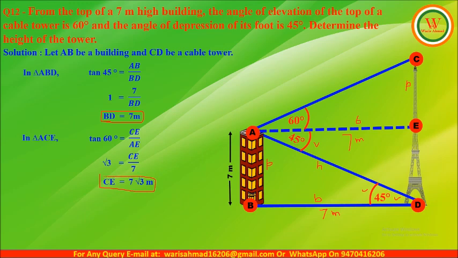After getting the measurement of CE equals to 7 root 3 meter, now we can find out the height of cable tower, that is equals to CD. CD will be equals to CE plus ED. The value of CE we are having 7 root 3. This ED is equals to AB, because the measurement of AB and ED both are equals. So this will be equals to 7 meter.